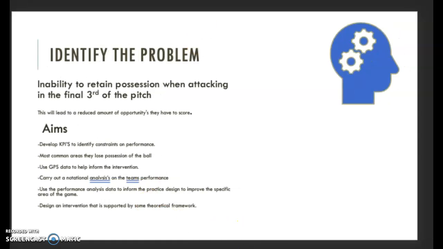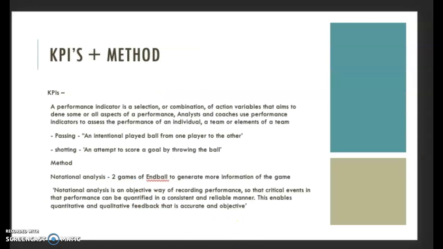So then I will be going on to my KPIs. What is a KPI? Key performance indicators are a selection or combination of variables that aim to define some or all aspects of a performance. Analysts and coaches use key performance indicators to assess the performance of an individual, a team, or an element of a team. These are key elements that I will be looking at throughout the presentation.